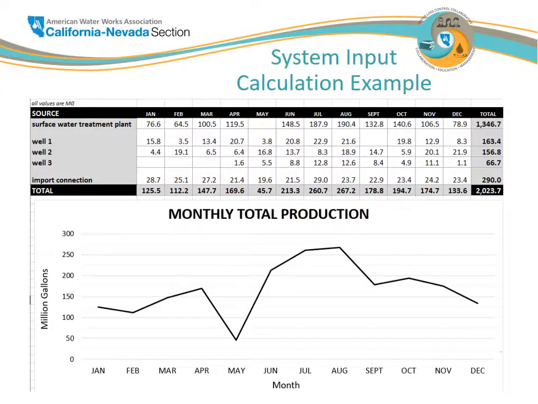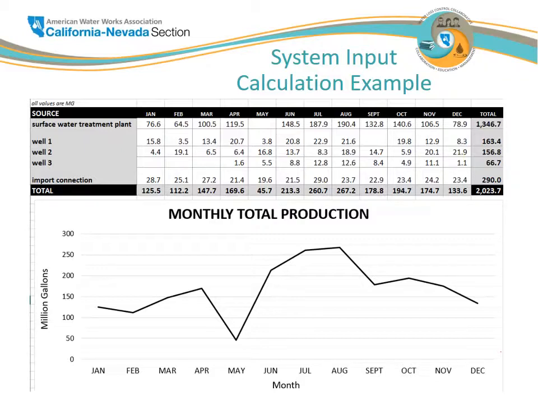So here we are. This is a pretty typical display of what you might see when you ask your colleagues over in production or water resources to give you a summary of a calendar year of your total system's production, all of the water that you supplied into your system. What we see here is that this very hypothetical utility has a surface water treatment plant that's operating throughout the year. We've got 3 wells that are operating on and off throughout the year, and we've got an import connection. We purchase water from a wholesaler.